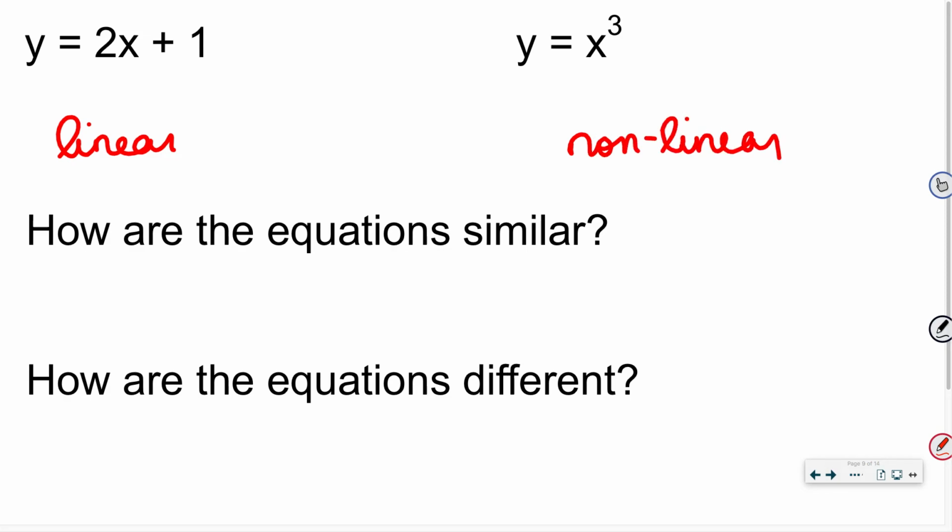How are these equations similar? They do grow. Both grow. It's not constant. They both grow. What else is similar about them? They both have an x and a y. They are both functions.